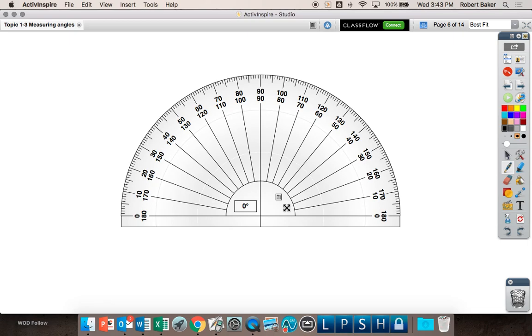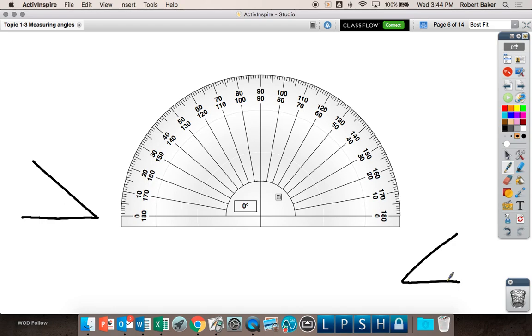Angles opening to the left, use the upper scale. So that looks like this. I'll use the upper scale. All the numbers on the top. Angles opening to the right, use the lower scale. So if it looks like this, you use the numbers over here, starting on the right and counting up. So I think most of them have the instructions on them. Not all of them. Okay.